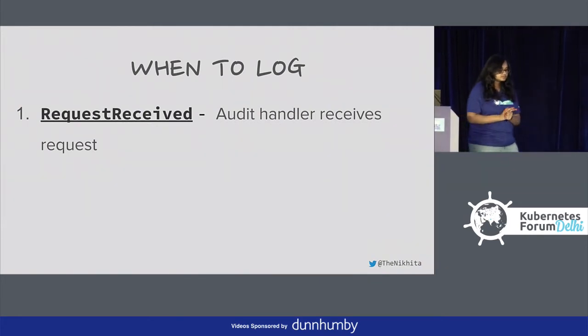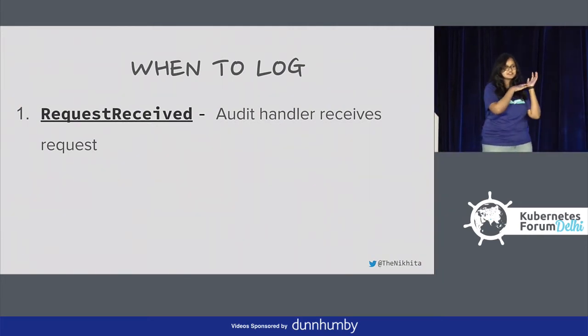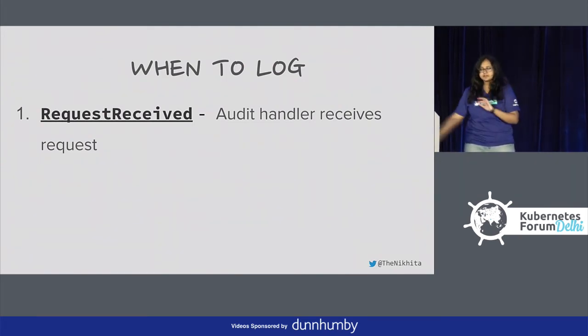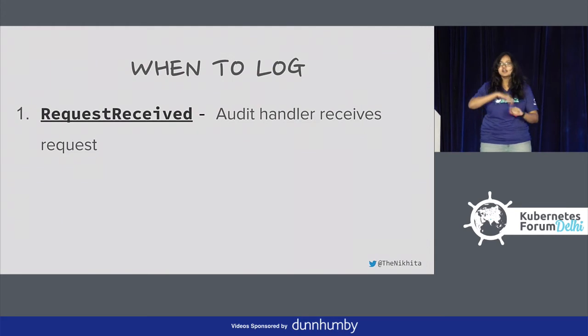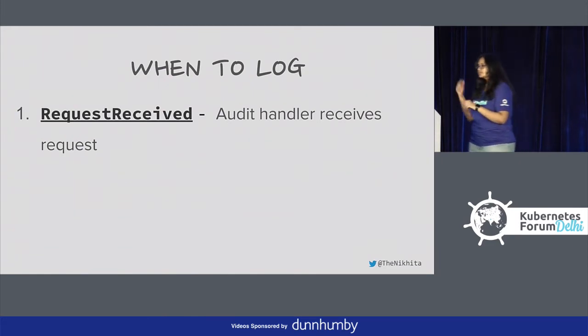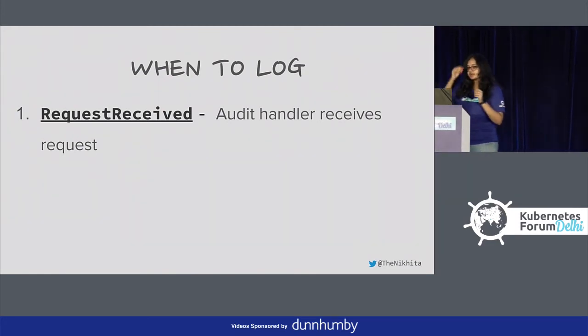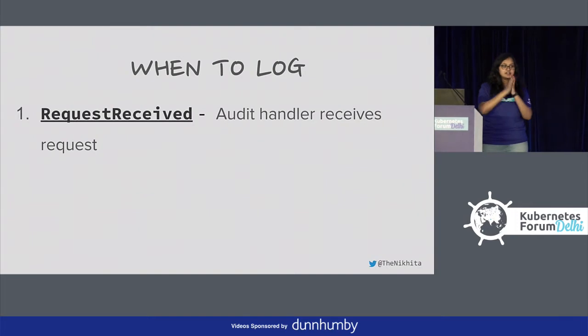So again, an API server request comes. Depending on the time in the whole life cycle of the request through the API server and when the response gets created, you can decide when you want to log things. So the first stage is called request received. It's when the audit handler in the API server receives the request, but the response is not generated yet. So it's just the request received. The request has been received.